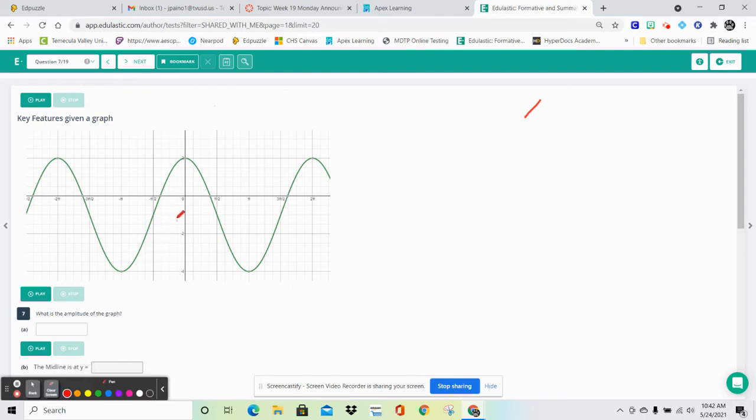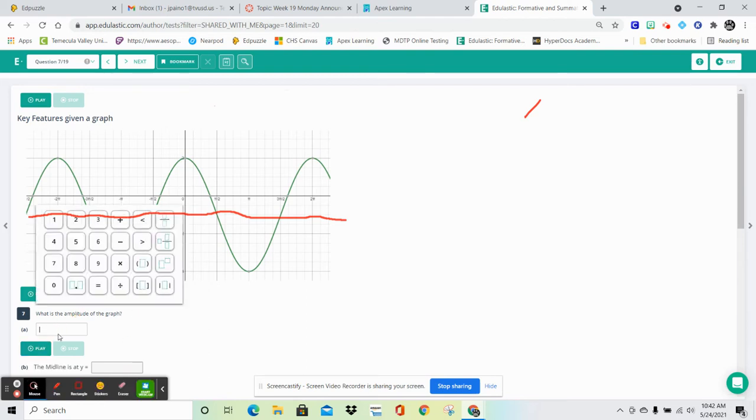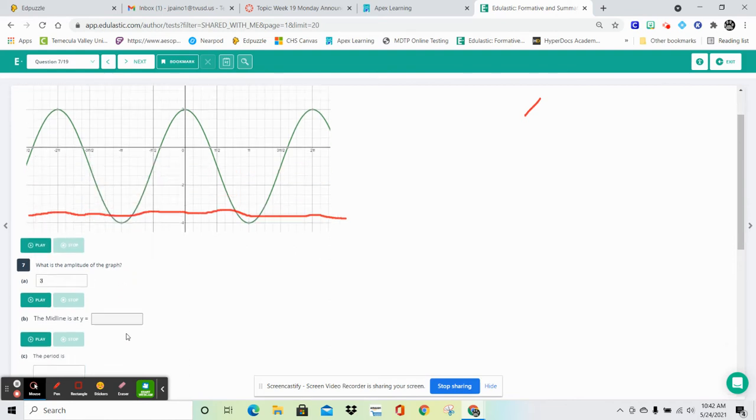Let me get the pen out here. You can see the midline is right here at -1. And the distance from -1 up to 2 is a distance of 3. You can check with the min too, to make sure you're really right in the middle. It should be the same distance, and it is. So my amplitude is 3. The midline we just identified, that's y equals -1.